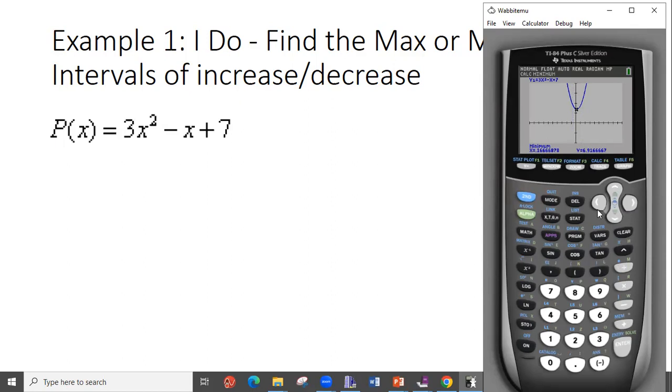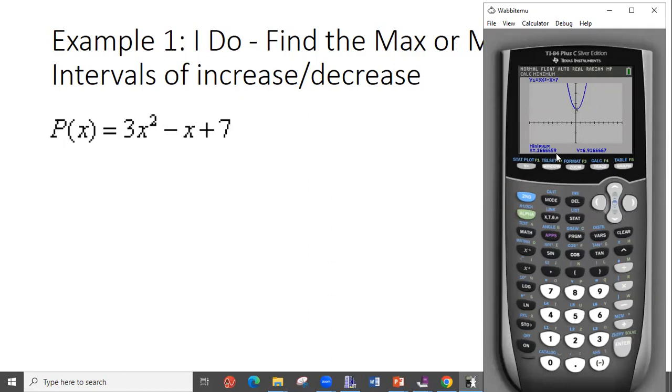Okay. So let's do it again. I went second trace. I'm selecting minimum. My little spider comes up. He says, go left bound. So I'm going to move to the left of it and press enter. Then he says, go right bound. I'm going to move to the right of it and press enter. He's like, so this is where you want me to look at? And I'm like, yeah. I'm going to press enter. And he says, cool. Here's your minimum.